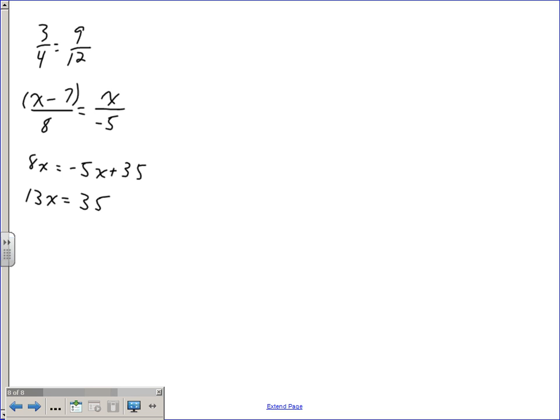You don't have to do calculator work here. I'm not interested in a decimal where you have to round it. It's just simply 35 divided by 13. 35 over 13, that's it. Okay?